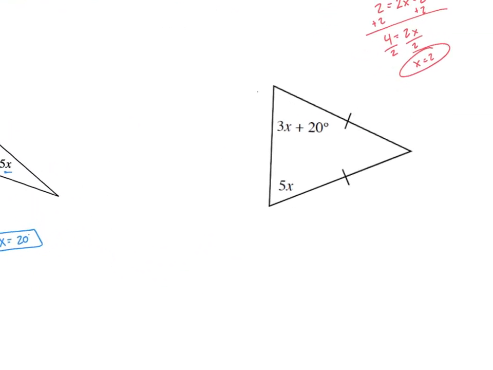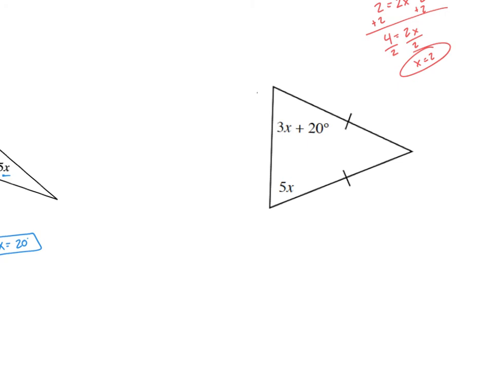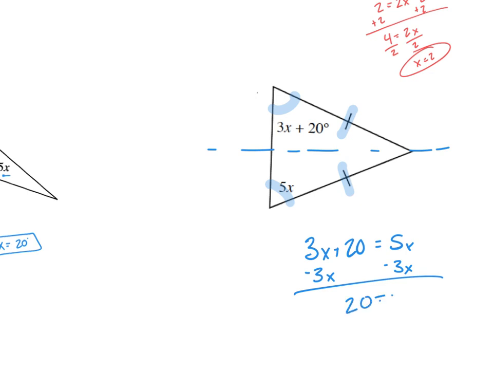Last one here. Again, I have a triangle. This time the triangle is isosceles. Because the triangle is isosceles, I know its base angles, the angles that are adjacent to those congruent legs, are congruent to each other. So I'm going to go ahead and say 3x plus 20 equals 5x, because with that isosceles triangle, I have a line of symmetry that runs down the middle. So then that gives me an equation that I can solve rather quickly.